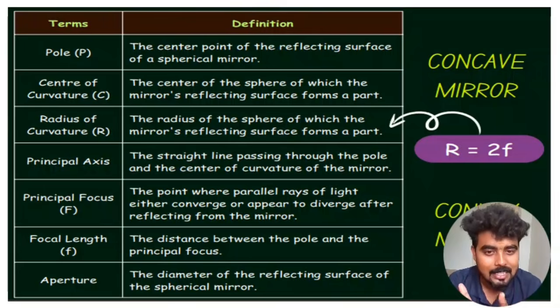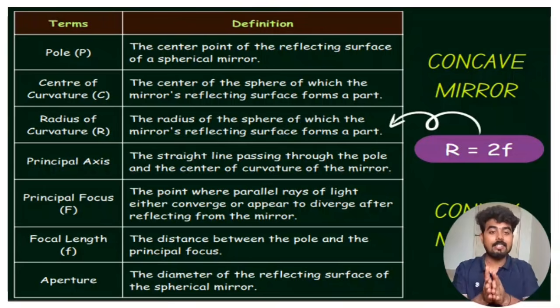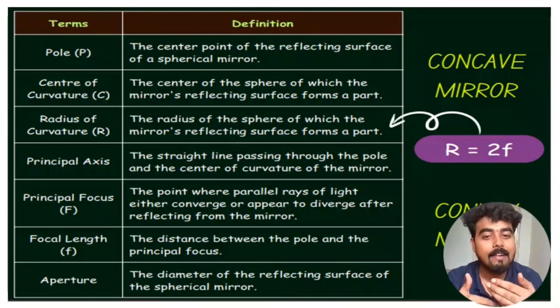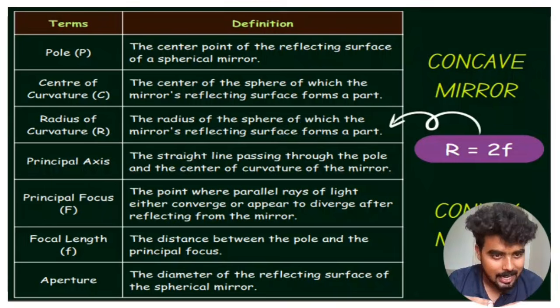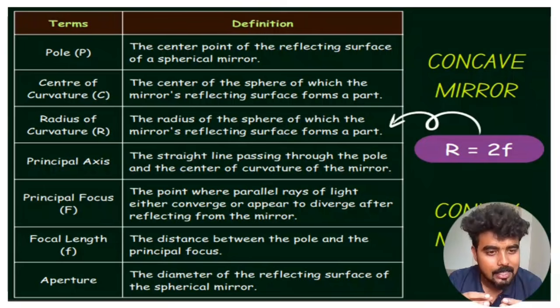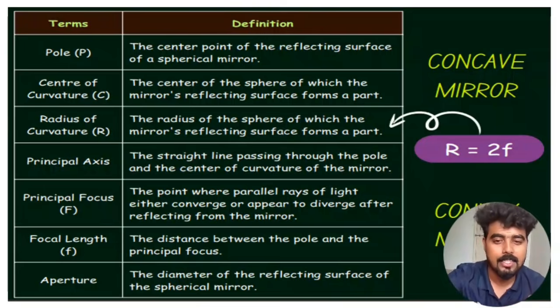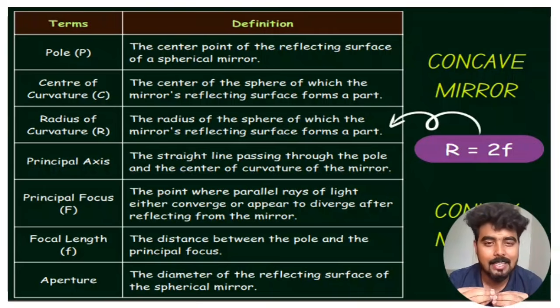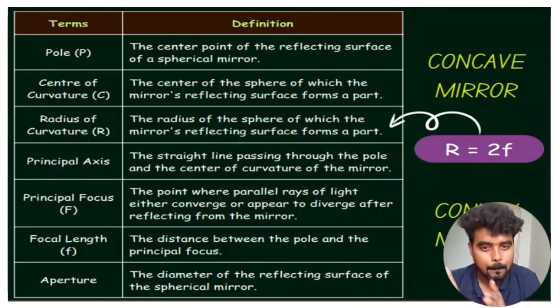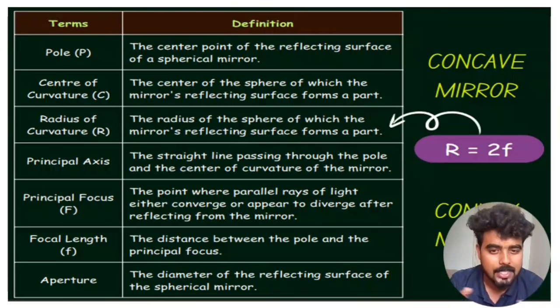When a parallel ray of light falls on the mirror, after reflection, they either actually meet at a point in a concave mirror or appear to diverge from a point in a convex mirror on the principal axis. This point is called the focus. Next point is focal length. The distance between the pole and principal focus is called the focal length.